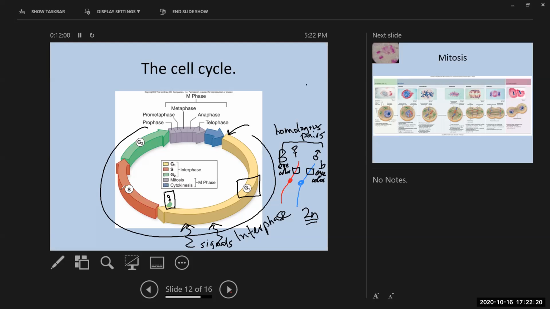Now, what happens at the S phase, though? If you received enough signals and it went into the S phase, each of those homologous pairs is going to duplicate. So my mom's chromosome duplicates perfectly, God willing, and my dad's chromosome copies itself perfectly. So now I've got 2 copies of little b from my dad and 2 copies of that big B from my mom. This is happening at the S phase.